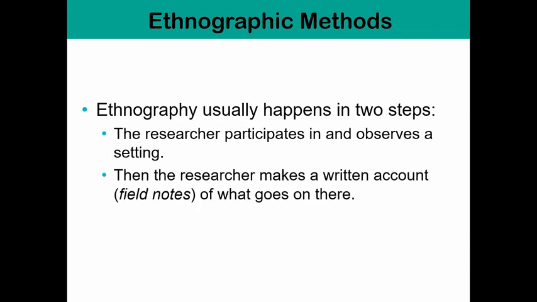Ethnography typically occurs in two steps. The researcher participates in and observes the setting, and then the researcher makes a written account known as field notes on what goes on there. So the researcher goes to the bar, tries to be unobtrusive, might take a couple little notes in a notebook, but once the researcher leaves the setting, then they write down their copious field notes.